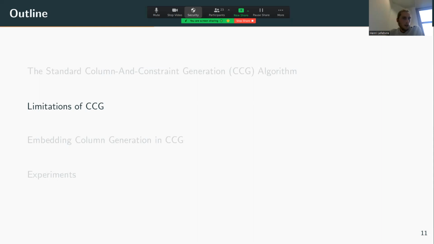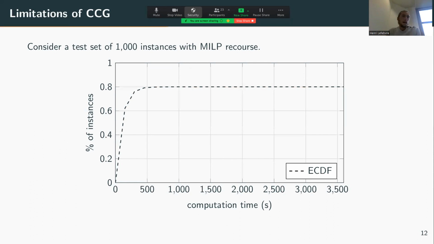Okay, what are the limitations of these algorithms? So I tried to use CCG for solving problems with MILP recourse. Let's say this is a fictitious test bed, but let's consider 1,000 instances and solve this with CCG. What you will get if you plot the empirical cumulative distribution of computation time is this plot, right? So you will see that you can solve, say, 80% of the instances rather rapidly.